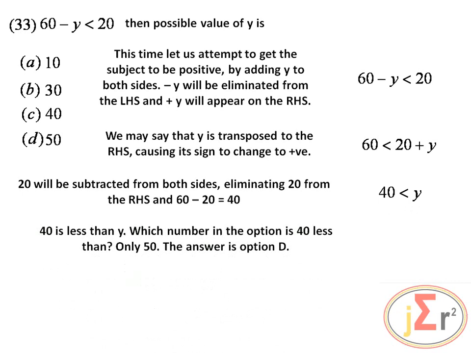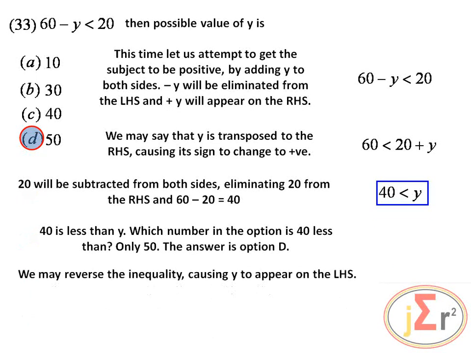40 is less than y. Which number in the option is 40 less than? Only 50. The answer is option D. So 40 is less than y, so we are looking for a number that 40 is actually less than. And of course, that number is 50. And option D is correct.